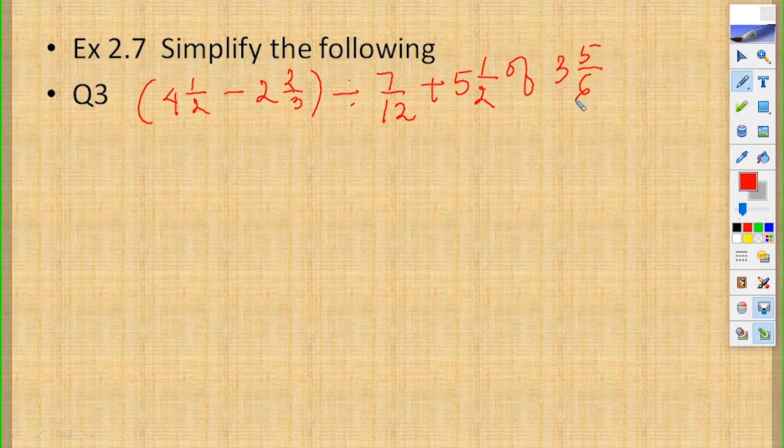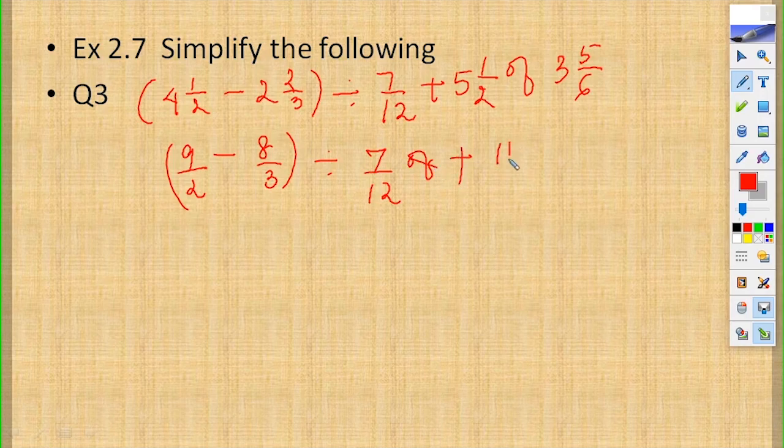First of all, I will solve the first bracket here. I will make it into improper fractions. 9 by 2 minus 8 by 3, divided by 7 by 12 plus 11 by 2 of, then 3 5 by 6 is 23 by 6. Now you need to solve the bracket.